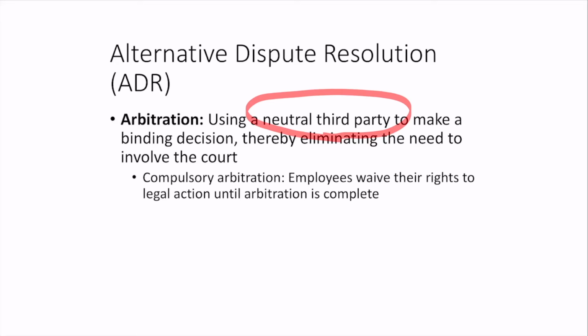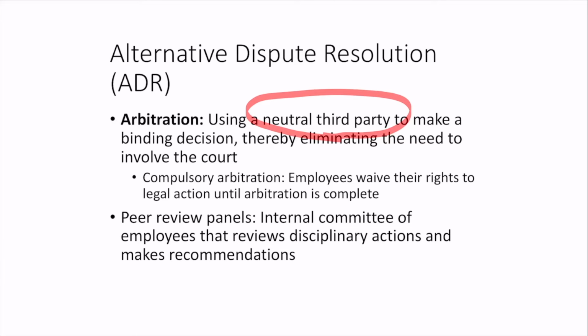They have to go by what the arbitrator says. Now, compulsory arbitration means employees waive their rights to legal action until arbitration is complete. And then you have peer review panels. This is kind of like an internal committee that forms to review the disciplinary actions, and they make recommendations. So you are really judged by a panel of your peers at this point.